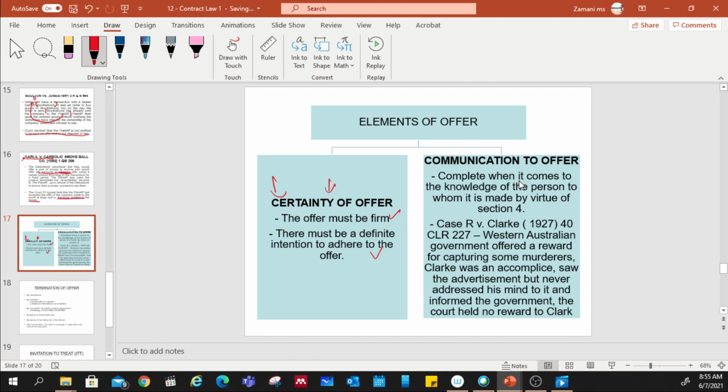So this is a case. You can try to look at this case and what happened to the communication. So you have the certainty, and you must communicate the offer. If there is no communication of the offer, it is going to be a problem. In this case, they never communicated, so there was a problem.